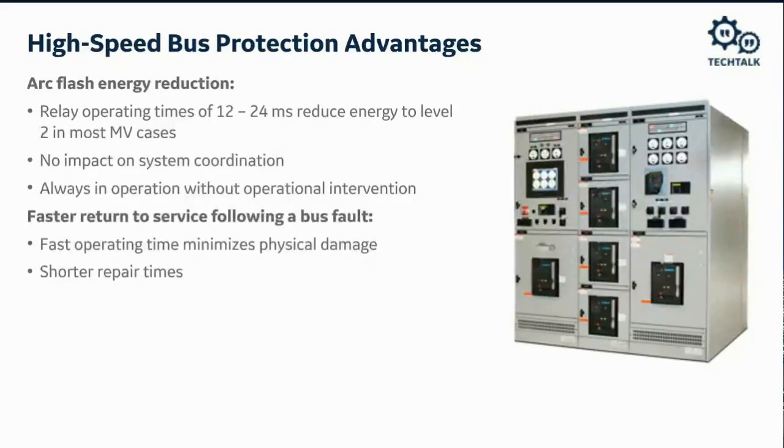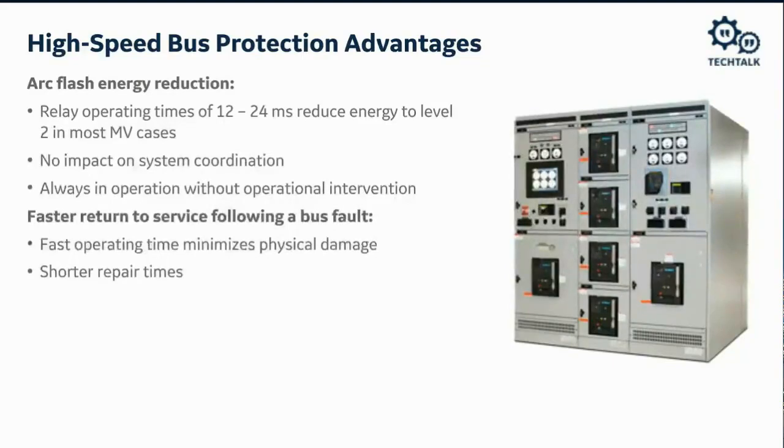Bus protection is always in operation, unlike some of the typical, for example, maintenance switch schemes for reduction of arc flash energy while working in a switchgear. For this scheme, someone needs to physically or manually turn on and off that maintenance switch to go into our arc flash mitigation schemes. With bus protection, it's always in service, and we don't have to worry about having arc flash protection or not. And obviously, minimizing damage leads to shorter repair times and less downtime.